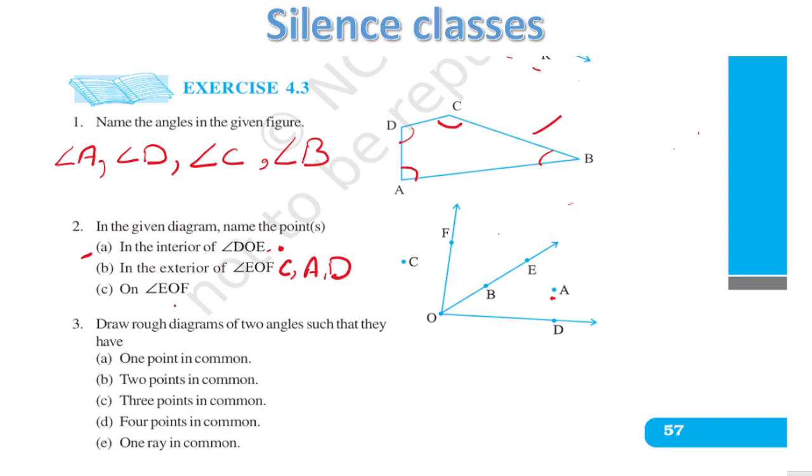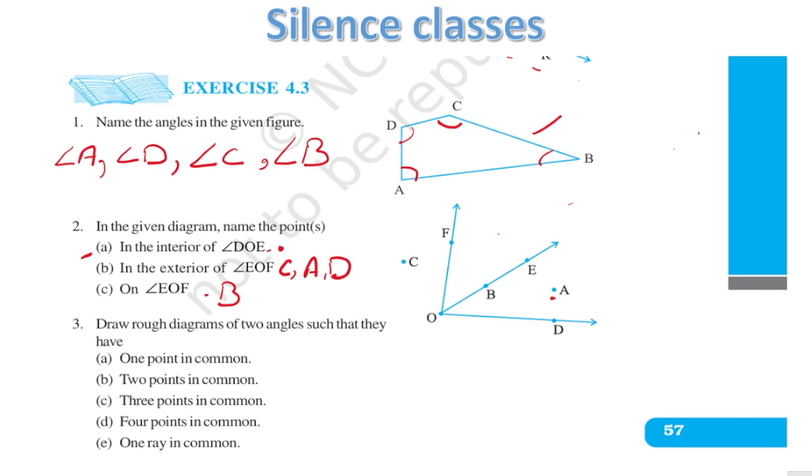On EOF, how many points are there on EO and F? Point B is there. Point B is there in this angle.